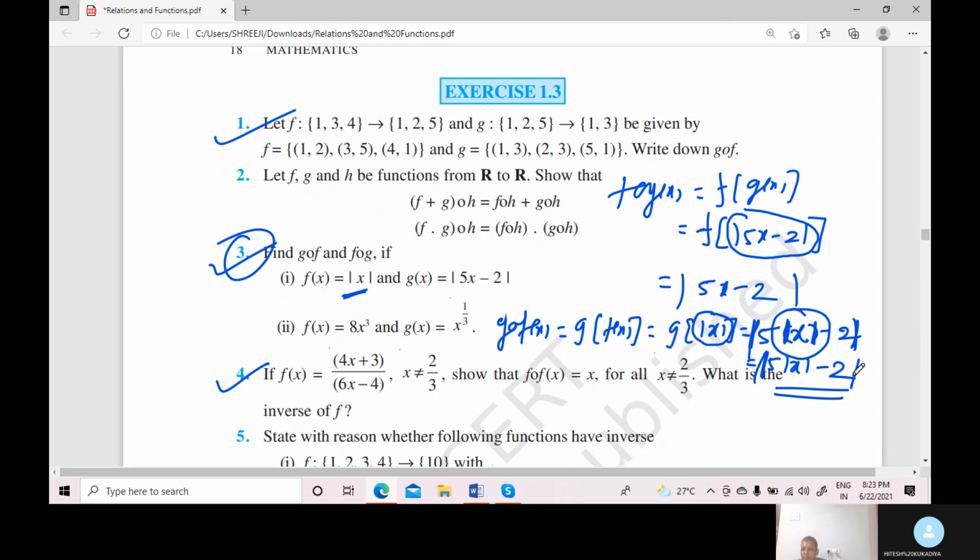Right? So the final answer is modulus 5 modulus x minus 2. Your final answer. Clear? Very easy. Now second question. f(x) equal to 8x cube, g(x) equal to x cube.